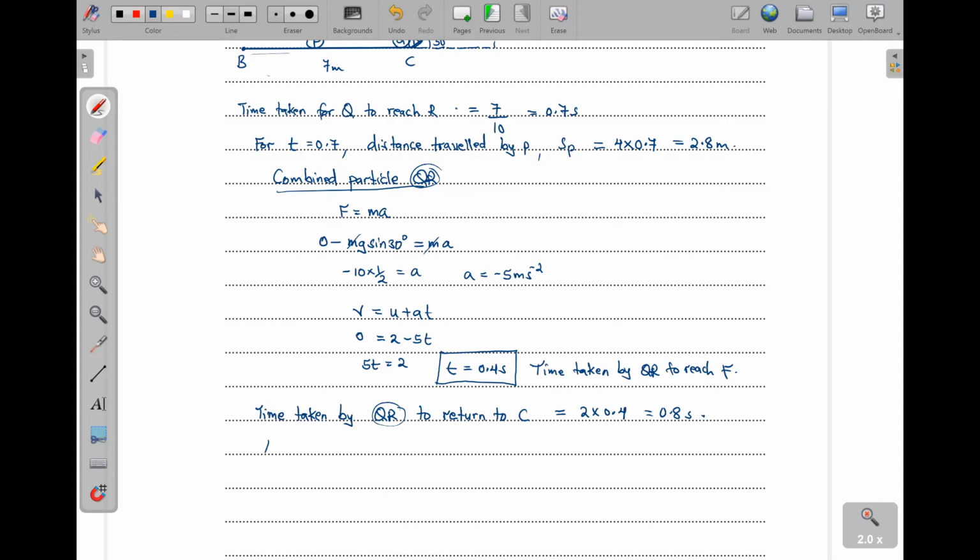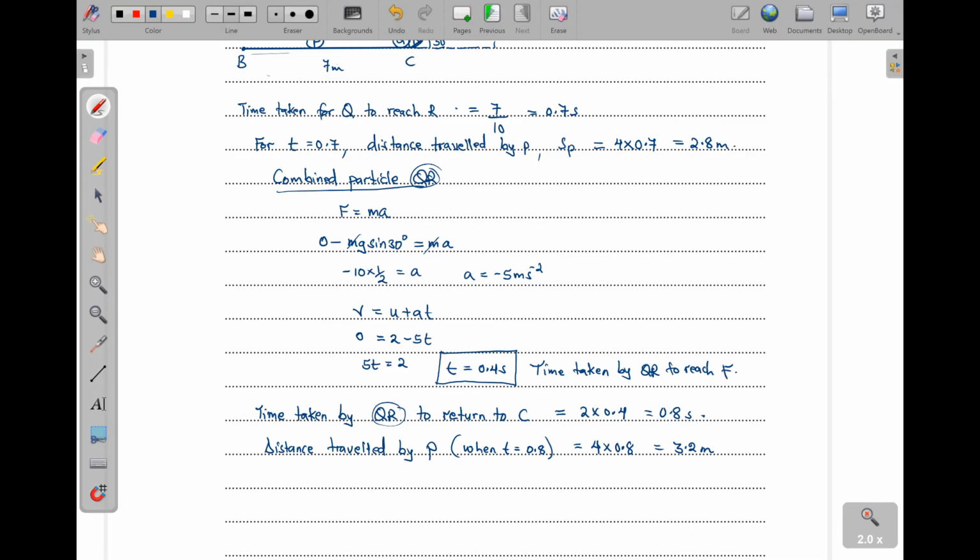Now, where is P? Distance traveled by P, okay, when t is equal to 0.8. Where is it? That one is going to be, remember, it is moving with a speed of 4, times the 0.8. This will give us 3.2 meters. So P has added on 3.2 meters.